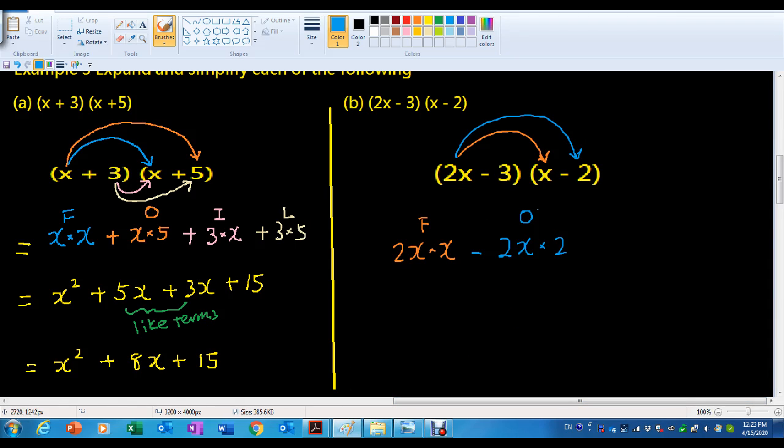And then it comes to this one, and that would be minus 3 times x. So that's minus, and the other is positive. So that's minus 3x, isn't it? Be careful about the sign, right? And the last term would be 3 times minus 2. So that's the last term, right?